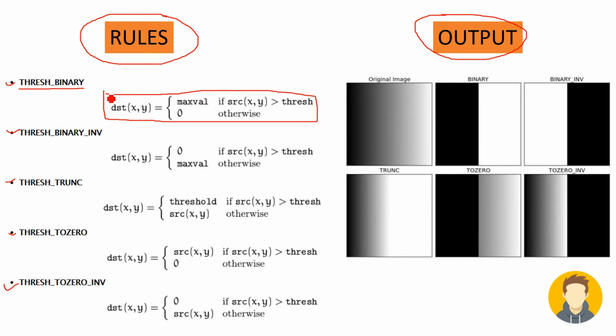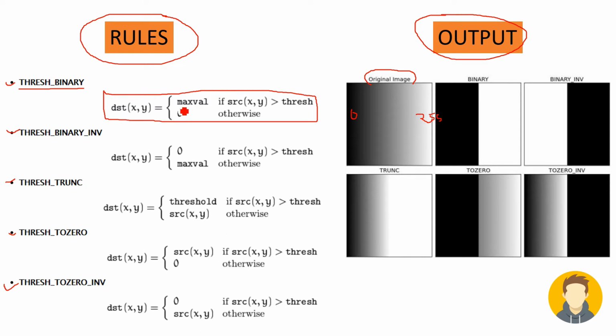For that, we are going to take one simple image. This is our sample image, and you can see the pixel values start from 0 and end at 255. 255 means fully white and 0 means full black. Now we're going to discuss the destination pixel of thresh binary.